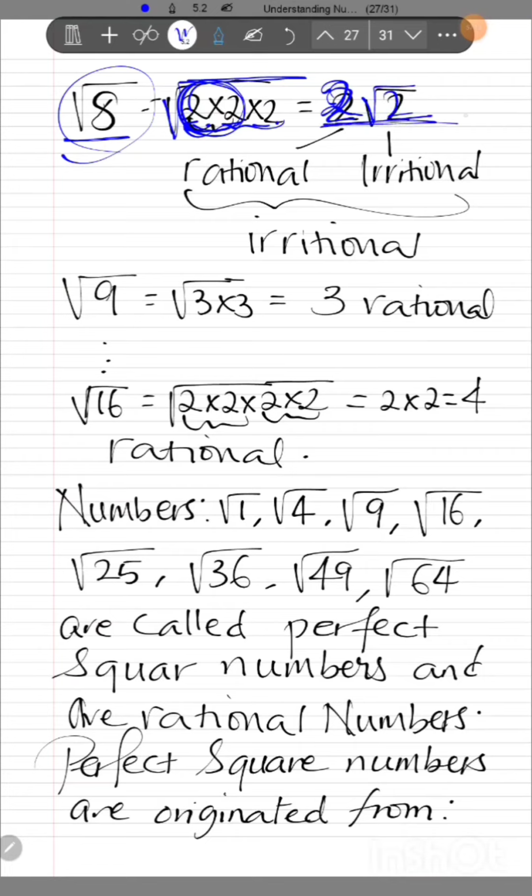One part is irrational, that's true. And then 2 times the square root of 2, this part is irrational. In this specific example, the product of these two is irrational. So the square root of 8 is irrational. But it is not necessarily true that a rational number multiplied by an irrational number will give us an irrational number.